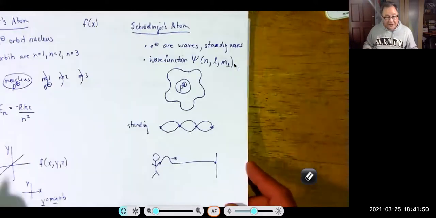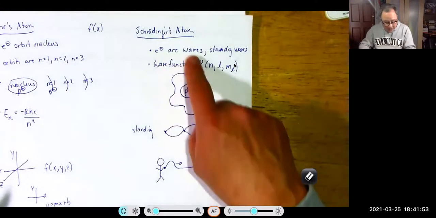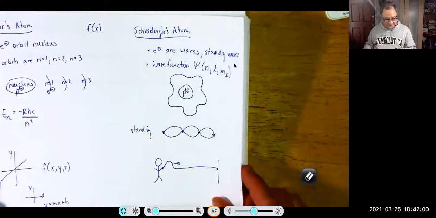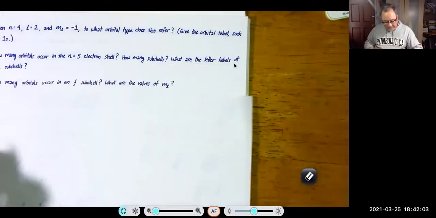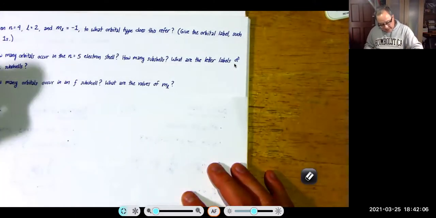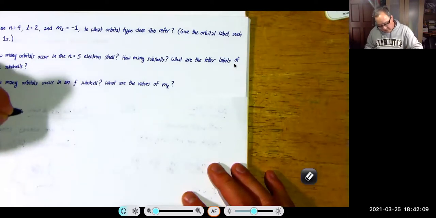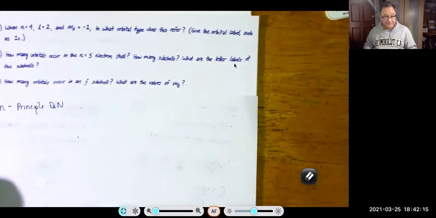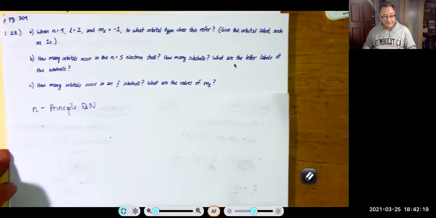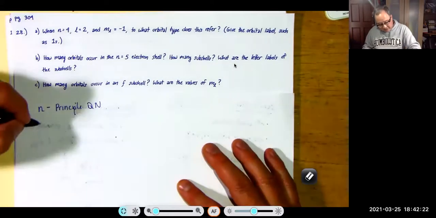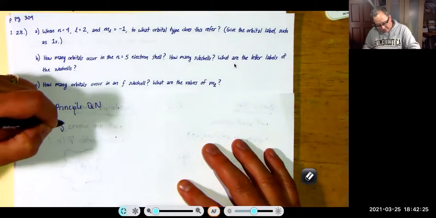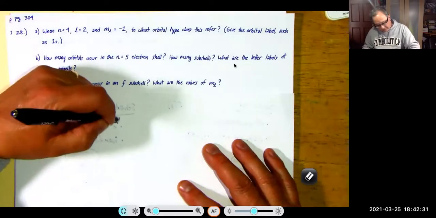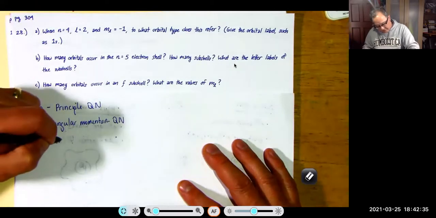And the way to think about this is that the n in Schrodinger's equation is a lot like the orbit in Bohr's atom, only it's called a shell. So here, let's look at n, a real quick treatise on n. n is called the principal quantum number. So here I'm going to put Qn for quantum number. There we go. l is called the angular momentum quantum number. And m sub l is called the magnetic quantum number.